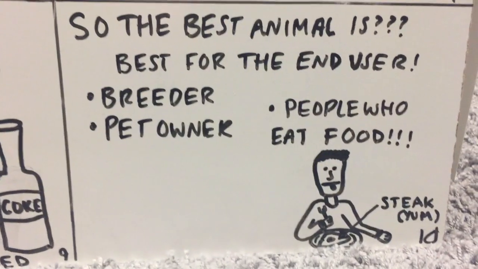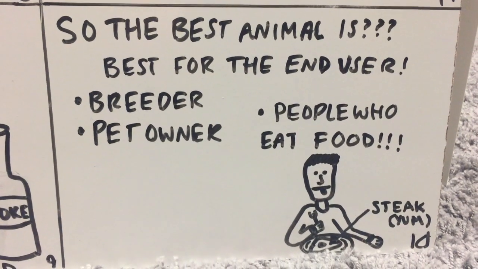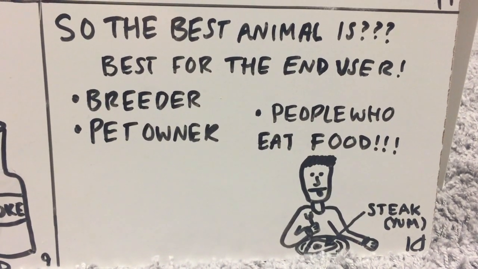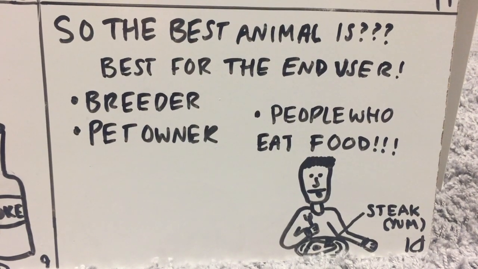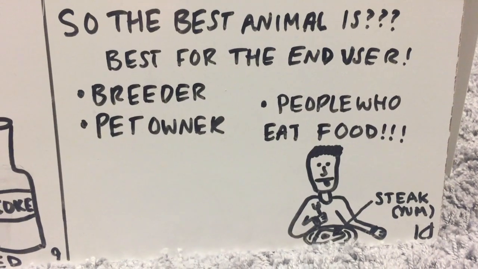So the best animal is best for the end user. This includes the breeder who wants to keep them for future breeding, pet owners who just want a pet for themselves, and all people who eat food. We should specify that this is only animals.